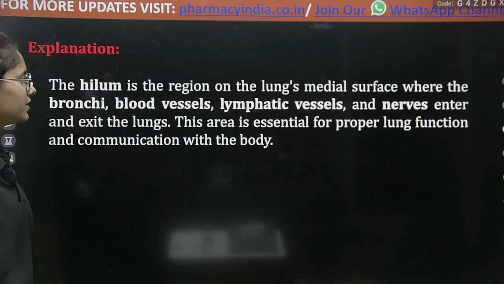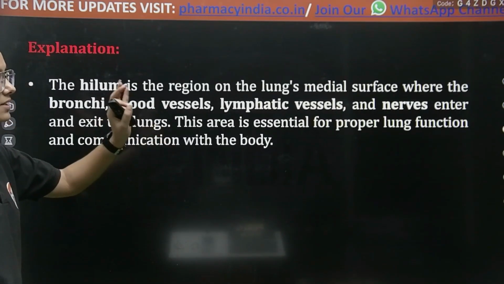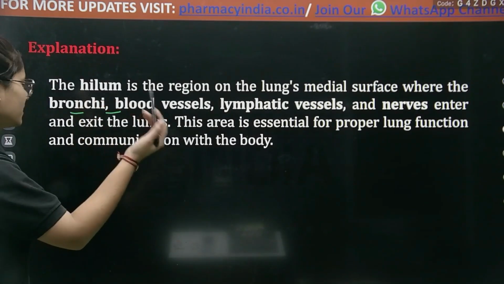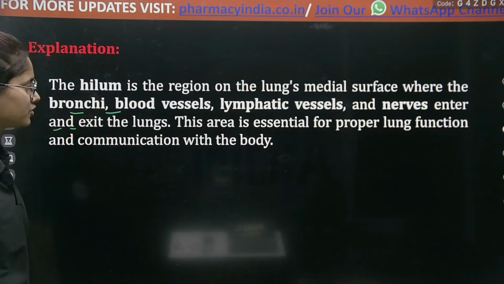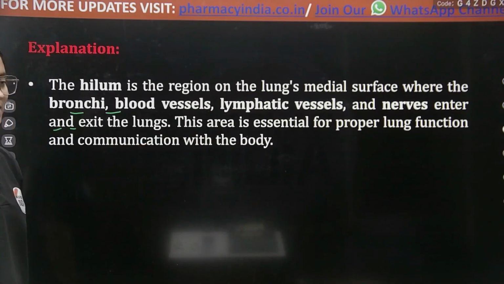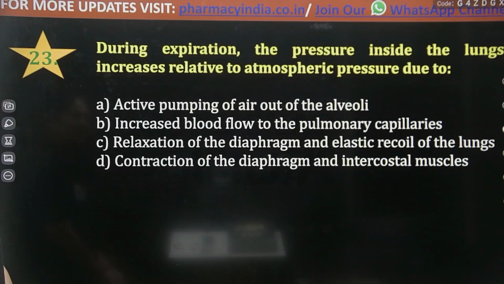The hilum is the region on the lung's medial surface where the bronchi, blood vessels, lymphatic vessels and nerves enter and exit the lungs. This area is essential for proper lung function and communication with the body. Moving on to the next question.